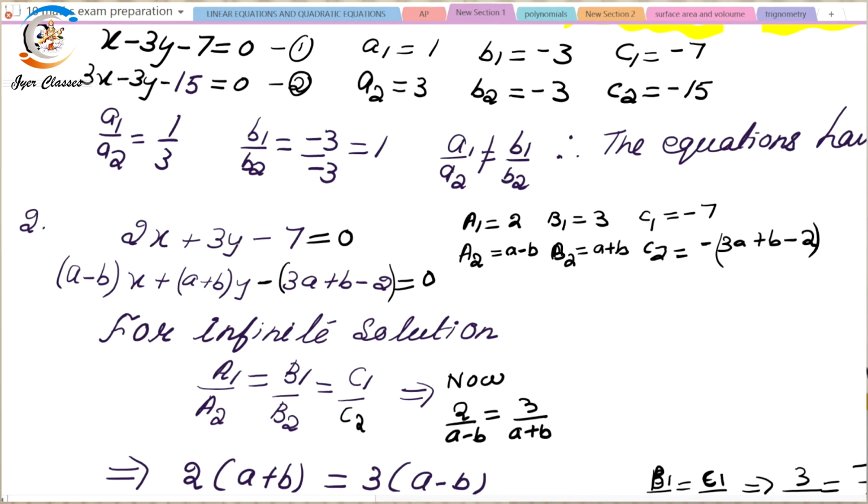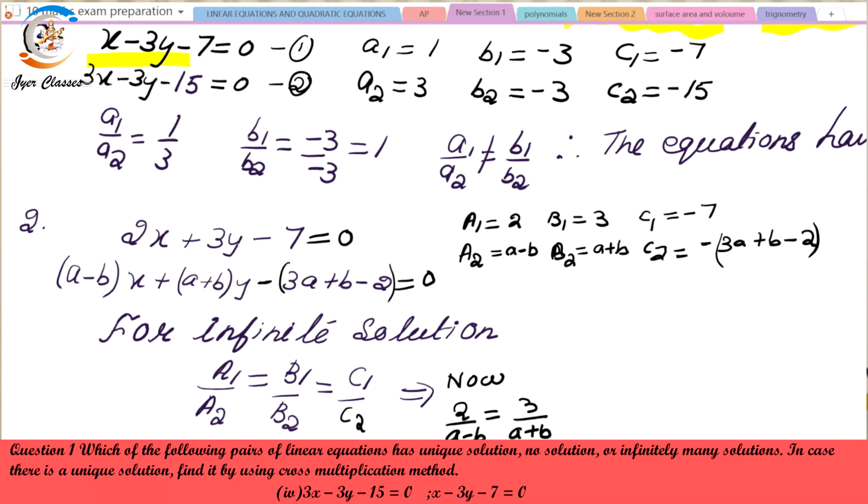Okay, now let us move on to the third question, which asks what is the condition for the lines, are they intersecting or not. Look at the question. It says x minus 3y minus 7 is equal to 0. So we will have a1 is equal to 1, b1 is equal to minus 3 and c1 is equal to minus 7. And the second equation is 3x minus y minus 15 is equal to 0. So a2 is equal to 3, b2 is equal to minus 3 and c2 is equal to 50.